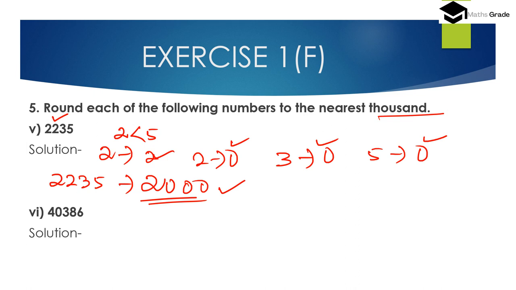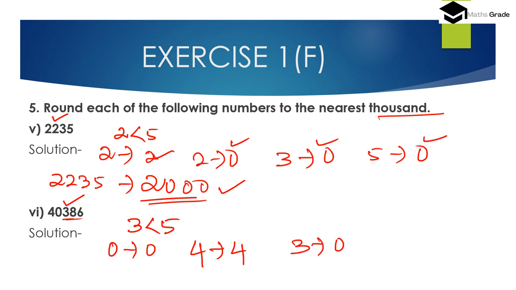Now 6th bit, 40386. When we round this number 40386 to the nearest 1000, we have to first look at the 100s digit. Here the 100s digit is 3, and 3 is less than 5. So don't add 1 to the 1000s digit. Just write down the 1000s digit, which is 0, just 0 only, and this 10,000s digit 4, just write down 4 only, and this 100s digit 3 changes to 0. And 10s digit 8 changes to 0, 6 changes to 0.